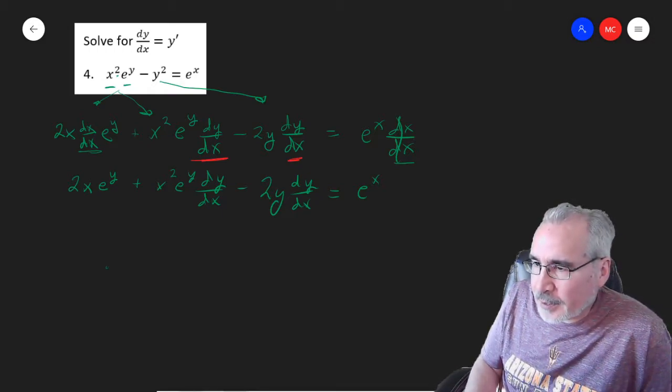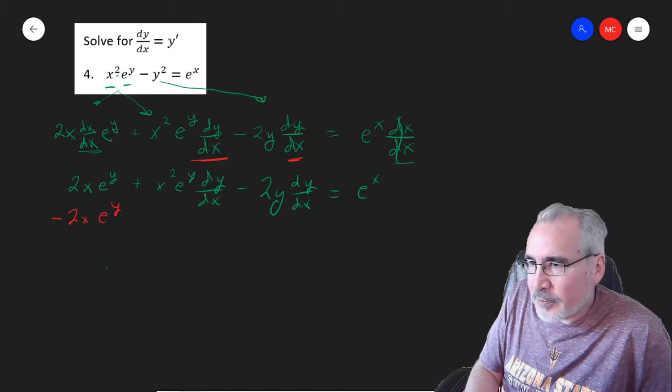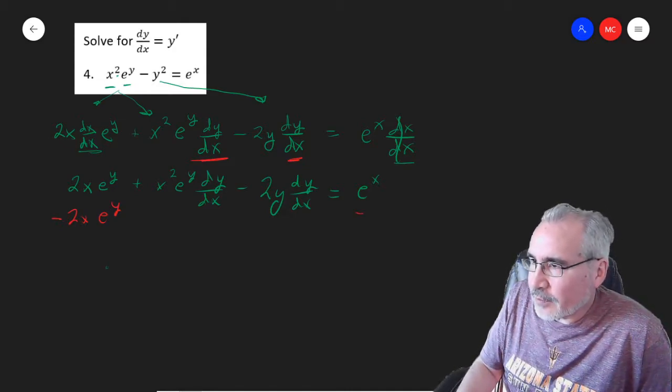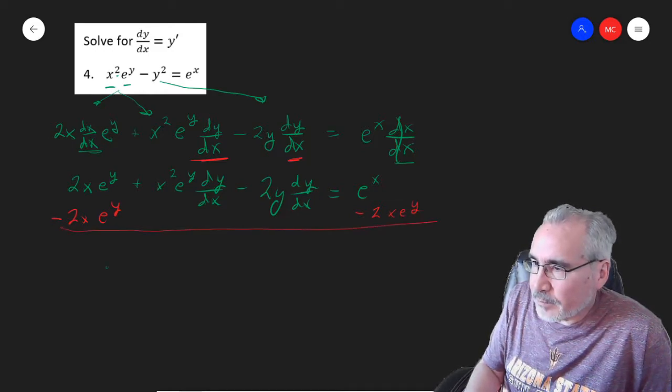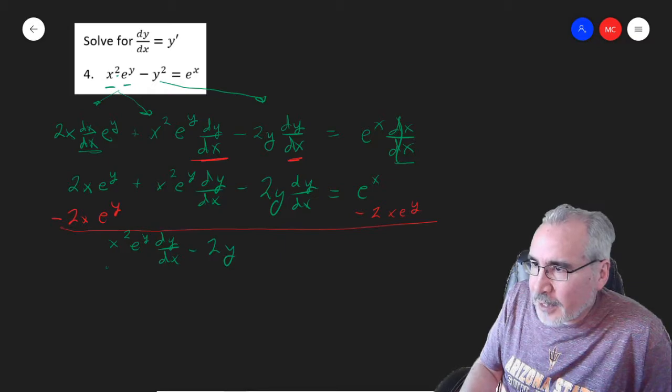We want to move this part, 2x e to the y, to the other side, so we subtract it from both sides. So nothing much happened here. We'll just move it over. x squared e to the y dy dx minus 2y dy dx is equal to e to the x minus 2x e to the y.